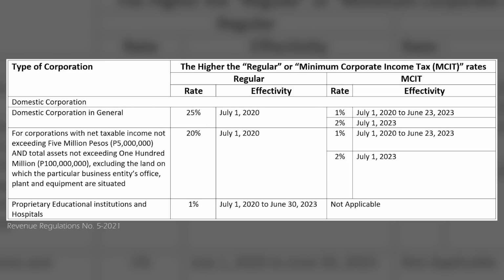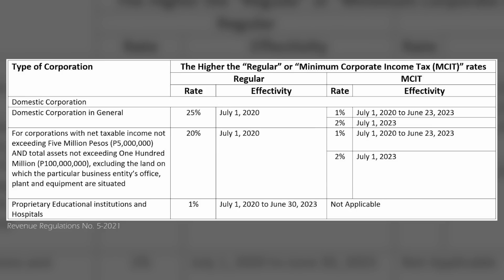For corporations with net taxable income not exceeding 5 million and total assets not exceeding 100 million, this excludes the land on which the particular business entity's office, plant and equipment are situated, 20% is now the applicable rate. For MCIT, it is the same as mentioned earlier.